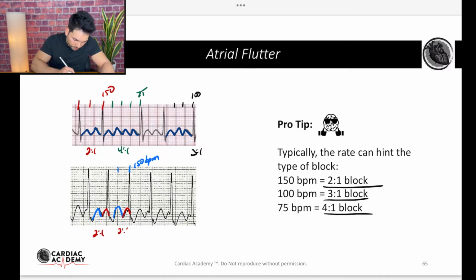So 2 to 1. So again, say you have a patient in which the nurse calls you because on telemetry the patient seems to be tachycardic, and you look at the telemetry and it's about 150 beats per minute. Look for those hidden flutter waves because there's a high likelihood they might have A. Flutter with 2 to 1 block.